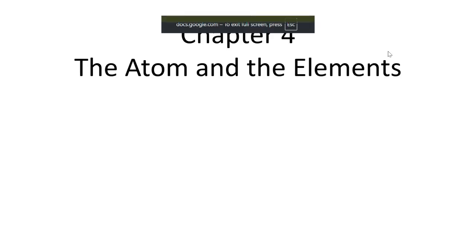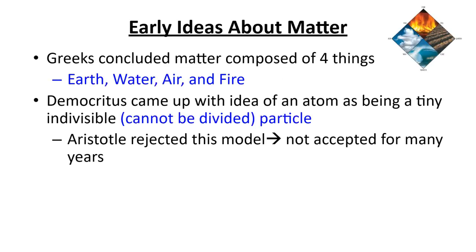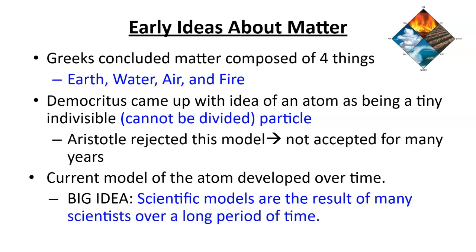Hello, so in chapter 4, we're going to talk all about the atom. Early ideas about the atom came from the ancient Greeks, and they decided that matter could be best categorized as earth, water, air, and fire. They didn't know much about studying science like we do now after the scientific revolution, so their analysis was based mostly on observation.